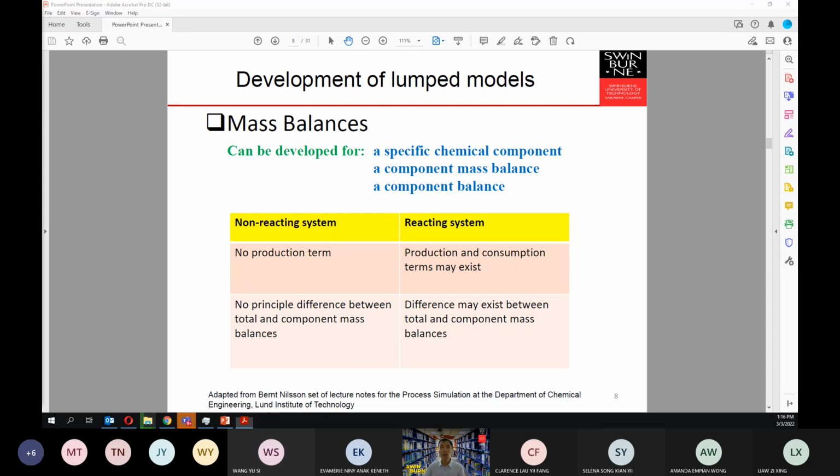And for the reacting systems, on the other hand, oh yeah, Saki already did transfer phenomena, isn't it? For the reacting system, then production and consumption terms may exist. Thus, there is a difference between the total and component mass balance.